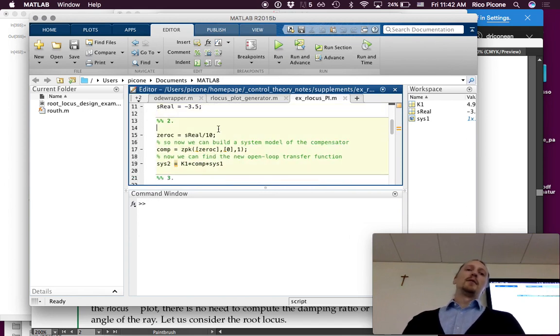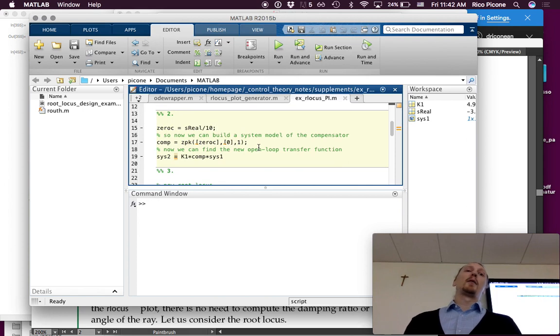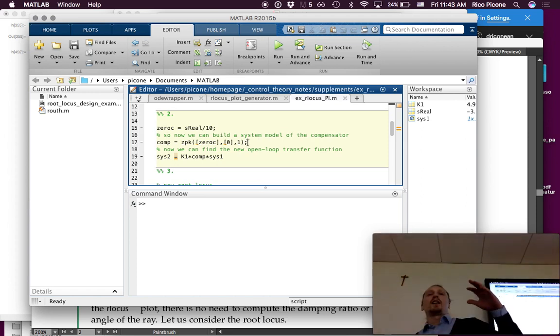All right, step 2. We're going to stick a pole at the origin. We aren't going to move where that is. Whenever we do PI control, it's always going to put the pole at the origin. With a 0, we are going to say S real divided by 10 as a place to start. It's not bad. I mean, we could maybe do better, but it's not a bad place to start. So now we can build a system model of the compensator. The compensator is going to be a 0 divided by a pole, right? And the pole is going to be at the origin.